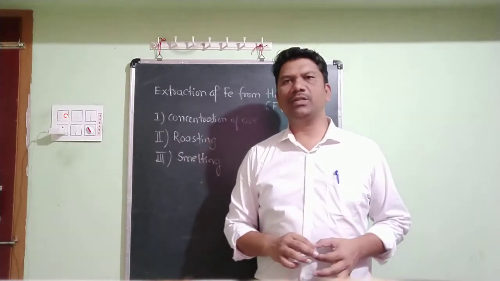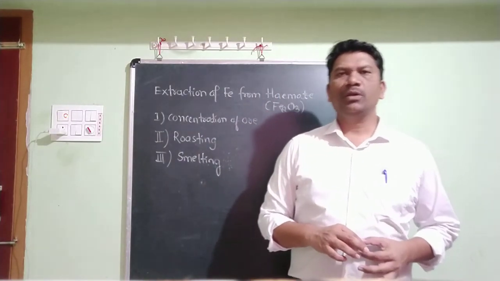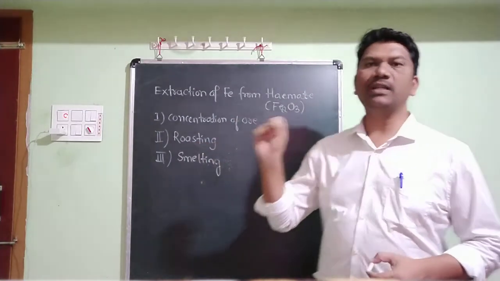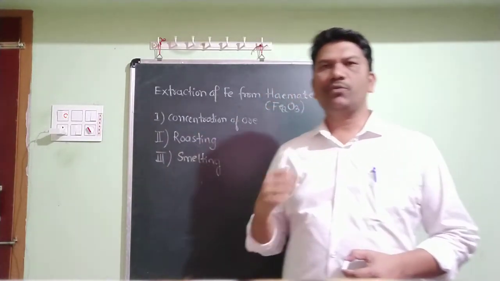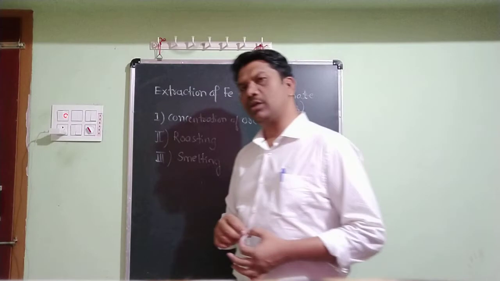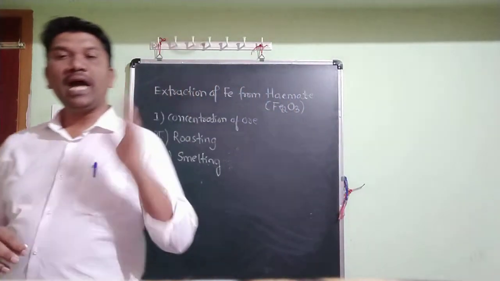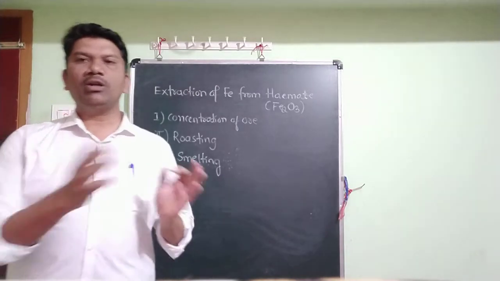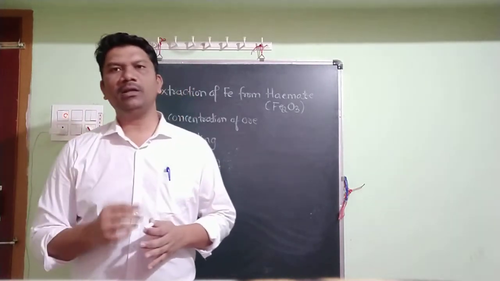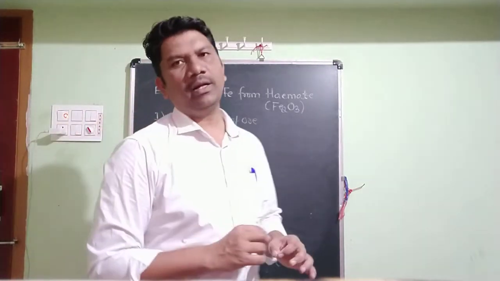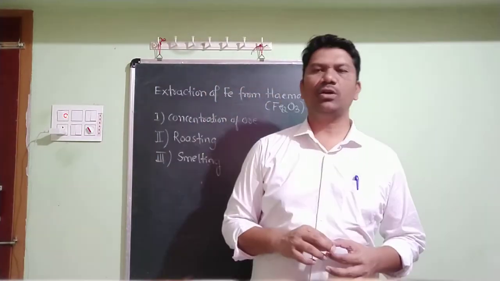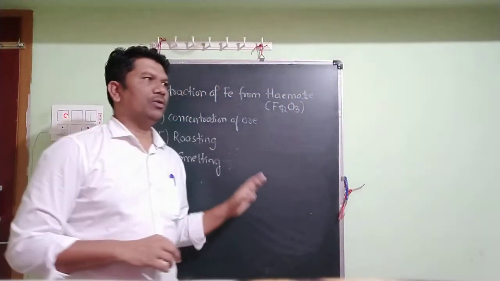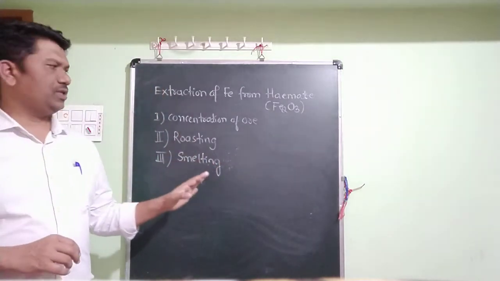I'll repeat the definition. Smelting is the process of heating the roasted ore or calcined ore to a higher temperature in order to reduce the metal oxide into crude metal by using a suitable reducing agent and the flux. And here in the 3rd step, you are going to carry out the smelting process.